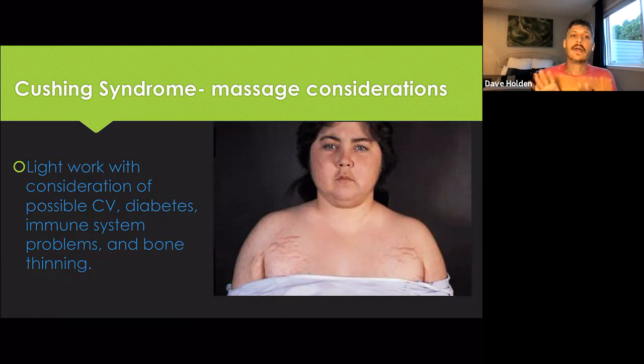Yep. So people with Cushing's, can they get massage? Yes. Use lighter pressure, be cautious. Think about the secondary kinds of disorders. They could have cardiovascular disorders. They may have diabetes. They could have immune system problems, depending on what's causing their Cushing's. They could have bone thinning. Lots of things to consider. Doesn't mean they can't do it. It just means we have a lot to consider. I have a lot of questions to ask, and based on their answers, we'll determine how we can proceed.